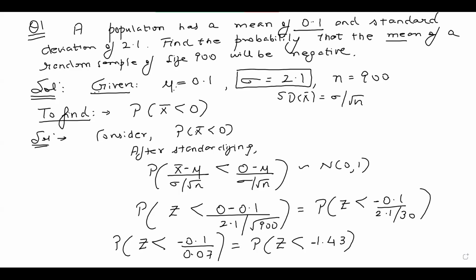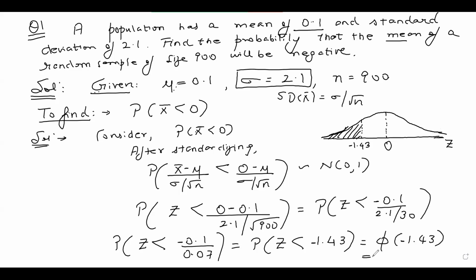Okay. So if I draw a diagram just to help students visualize how to find out Z less than negative 1.43. So this is my Z distribution. This is 0. And this is negative 1.43. I need to find this area. How do I find this area? It is phi of negative 1.43. That means everything to the left of minus 1.43.